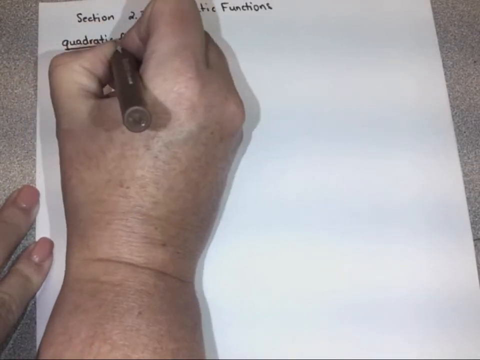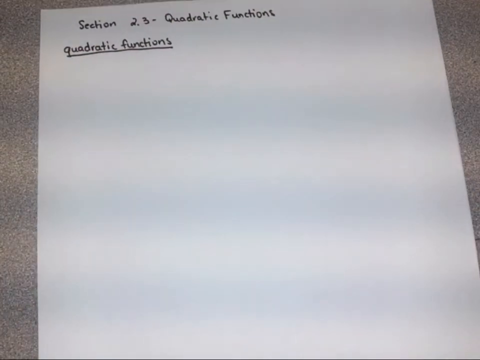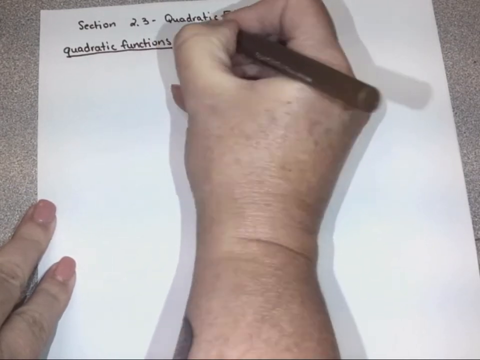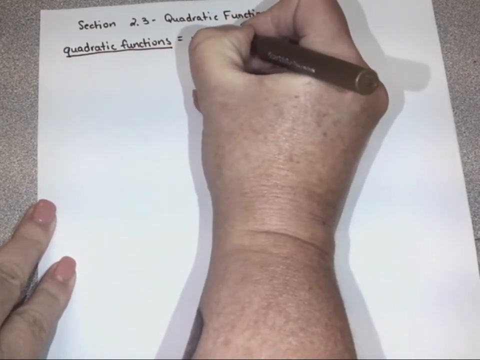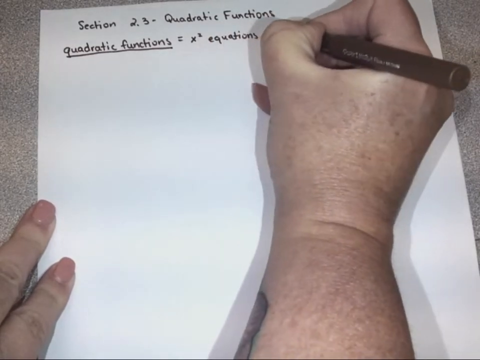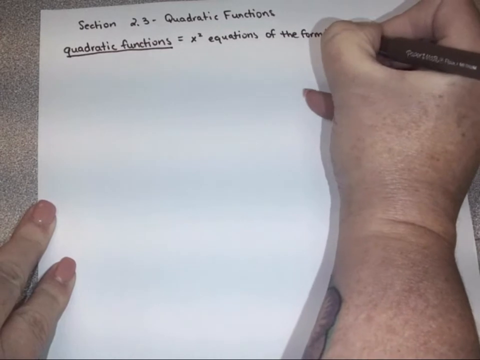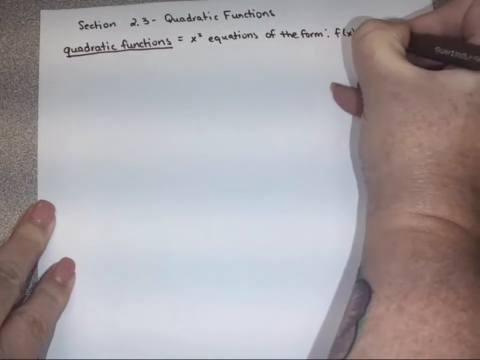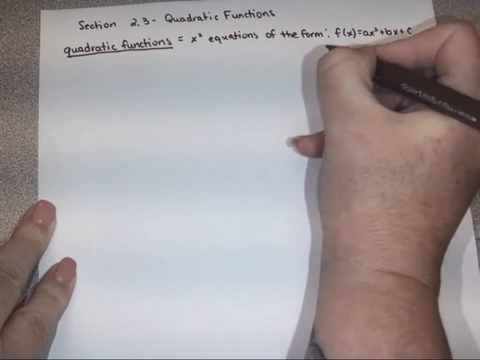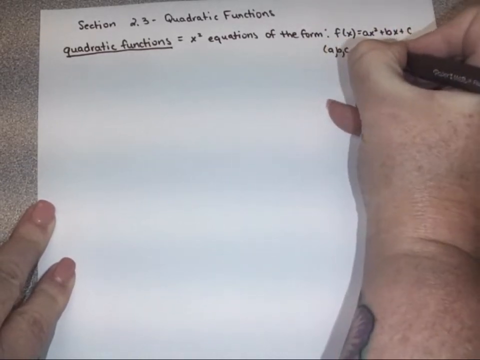So we started off with the simplest kind of function we can have, which is pretty much a linear function. And now we're going to move on to a little more challenging type of function. So quadratic functions are x-squared equations. Generally speaking, we will have them in the form of ax squared plus bx plus c, where a, b, and c are real numbers.